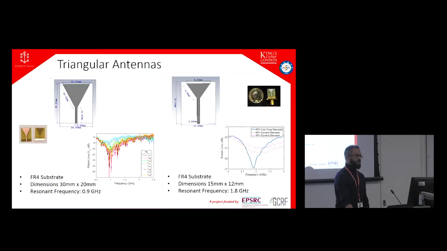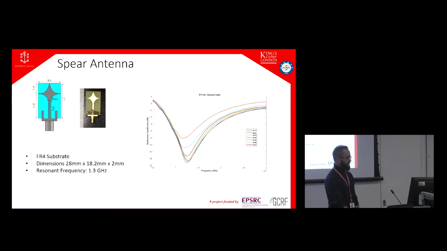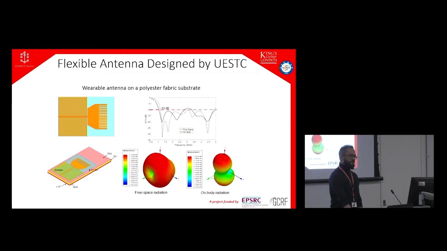Then we have a spear patch antenna, which we are currently investigating, and that also has a small footprint, and it works best around 1.2 gigahertz, and we've measured this performance. But we've also worked on a polyester fabric substrate antenna with our collaborators in China, and that antenna will also be tested, and that shows good S11 characteristics between 1.2 to 4 or 5 gigahertz.